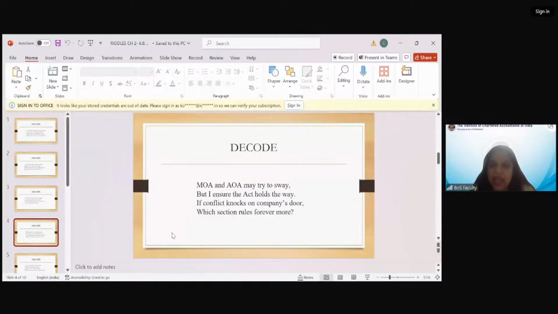Next. In MOA, to sway means to deviate a little from your path. But I ensure, now this is specifically with respect to the section, but I ensure the act, which act? The Companies Act holds the way. If conflict knocks on the company's door, which section rules forevermore?